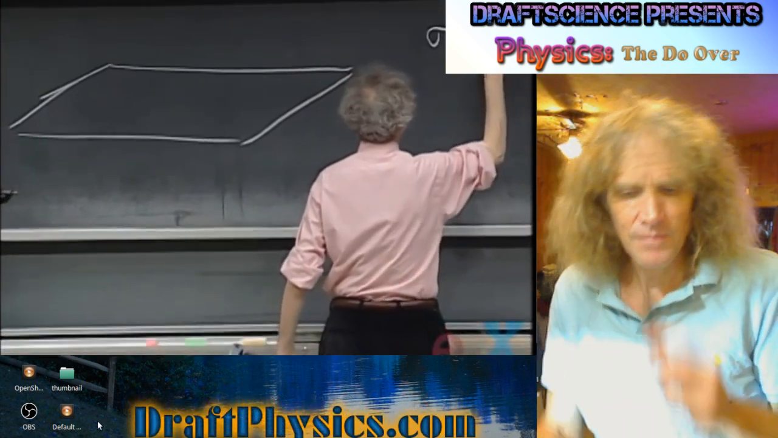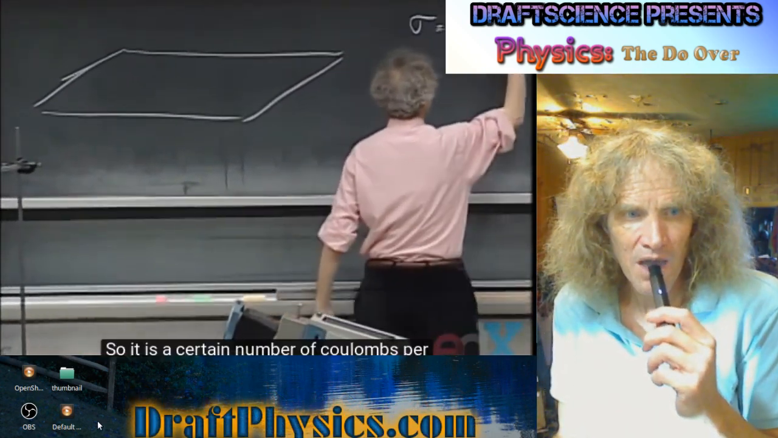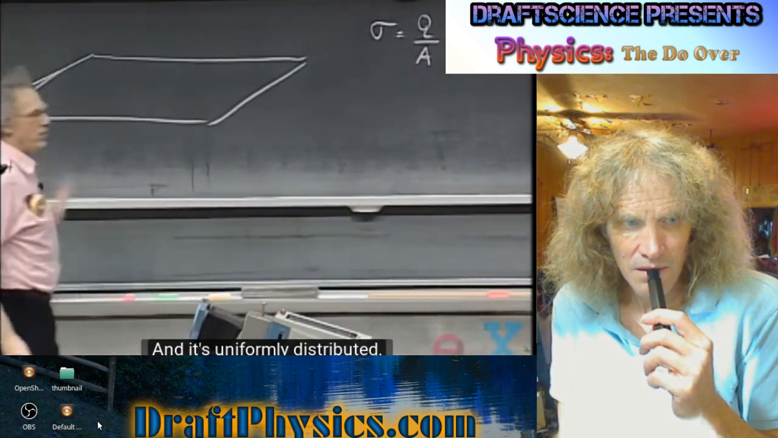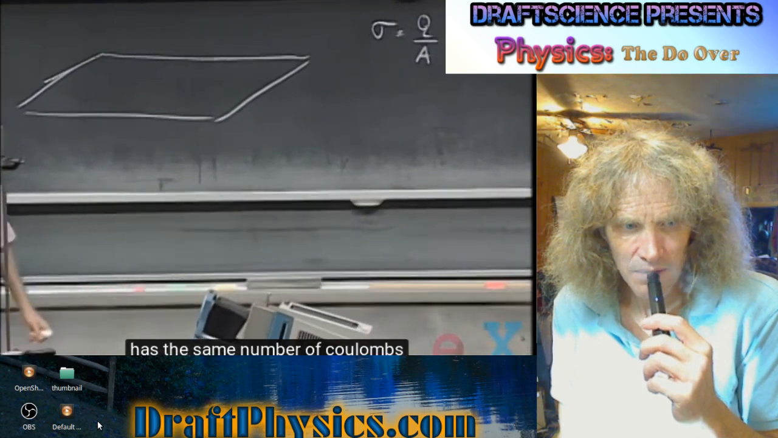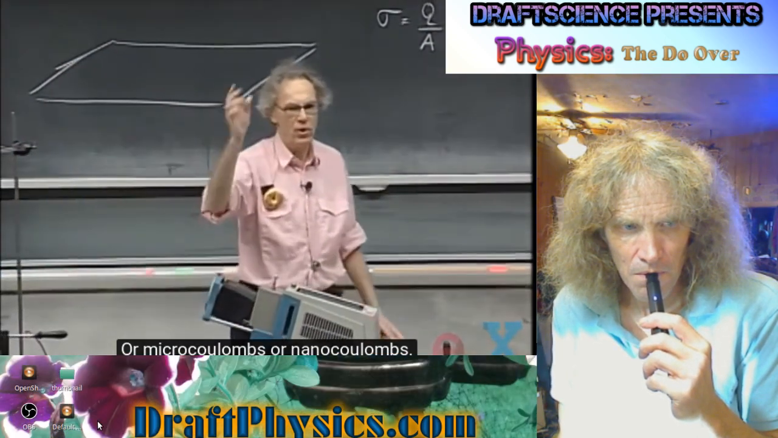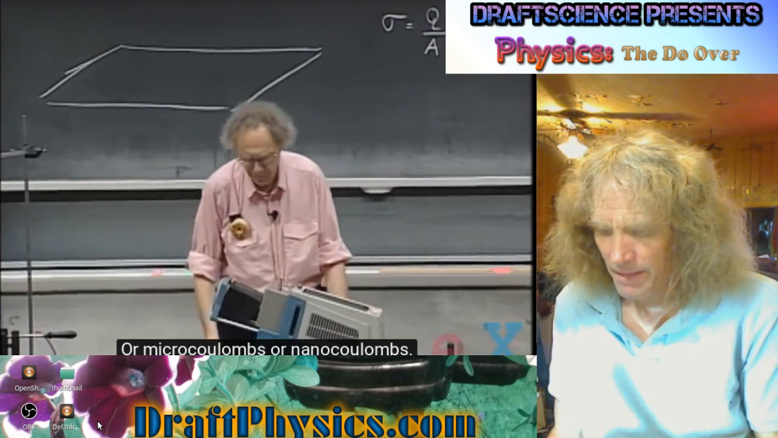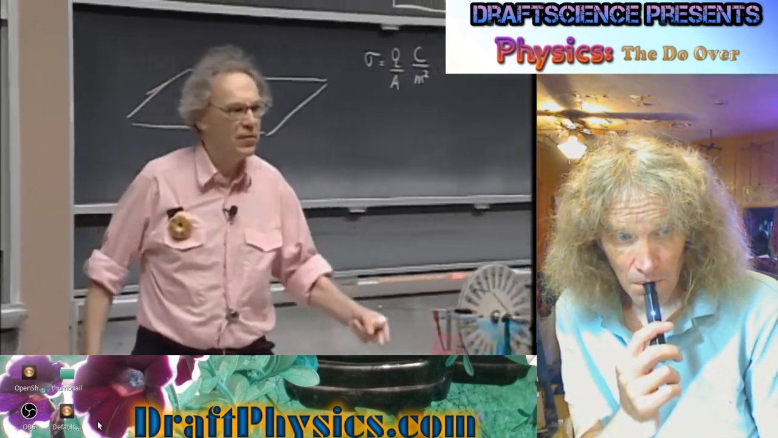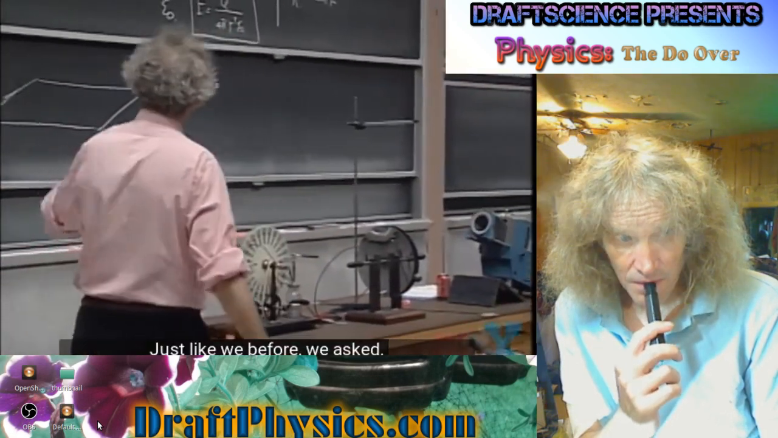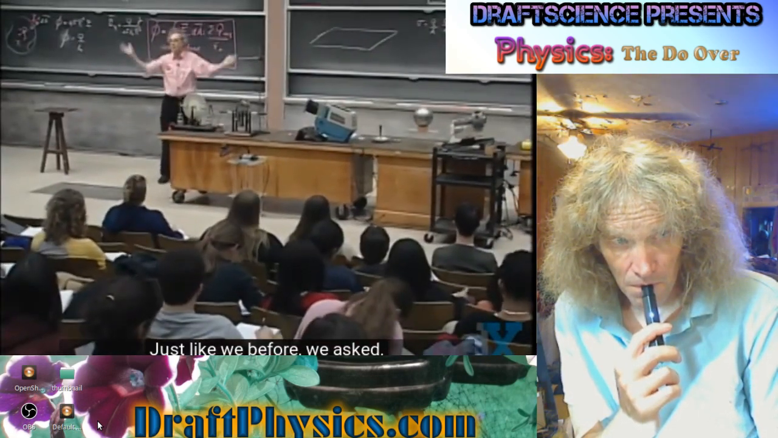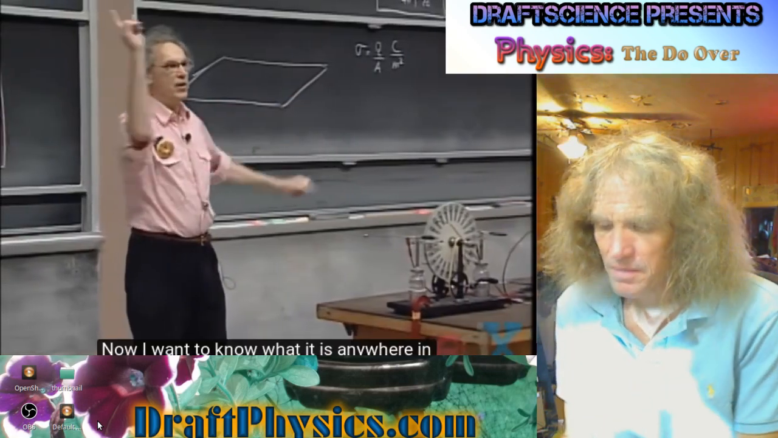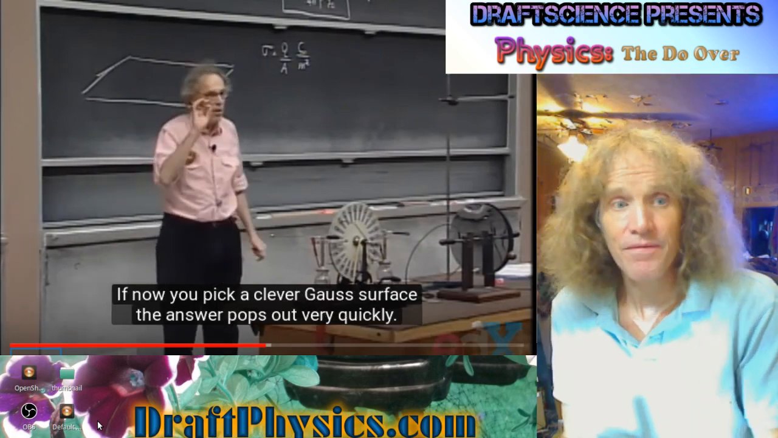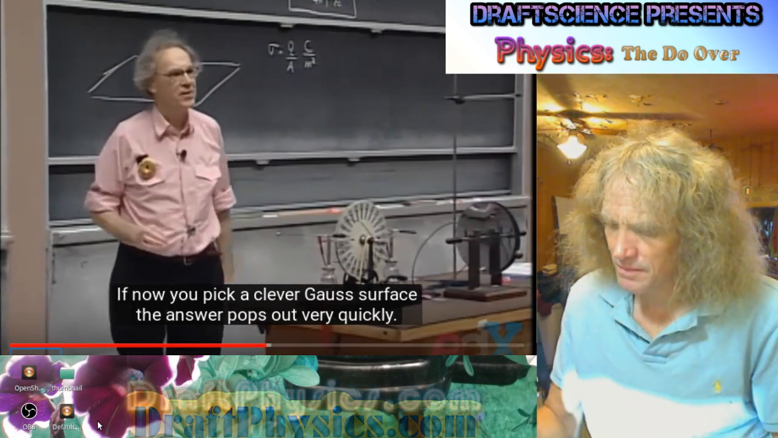Sigma is an amount of charge Q per area A. So it is a certain number of coulombs per square meter. And it's uniformly distributed, so the whole plane everywhere has the same number of coulombs per square meter, or microcoulombs, or nanocoulombs, whatever you prefer. And this is a plane which is huge, and you're being asked, what is the electric field anywhere in space? Just like we ask, what is the electric field anywhere inside the sphere and anywhere outside the sphere? Now I want to know what it is anywhere in the vicinity of this plane. Right. So now you pick a clever Gauss surface.